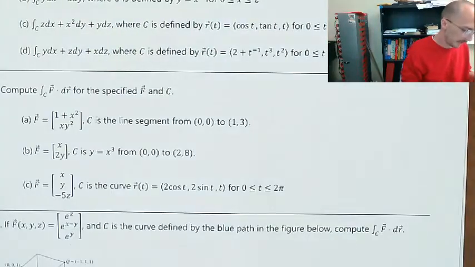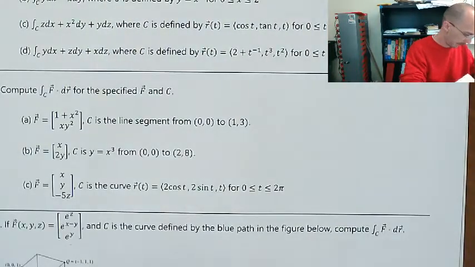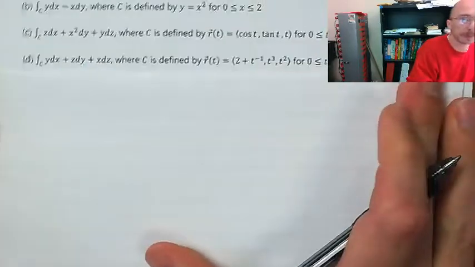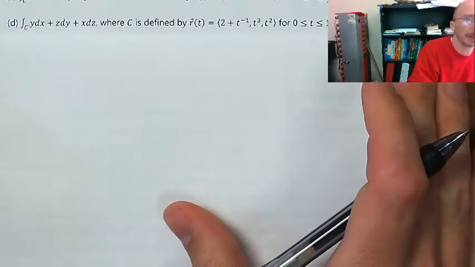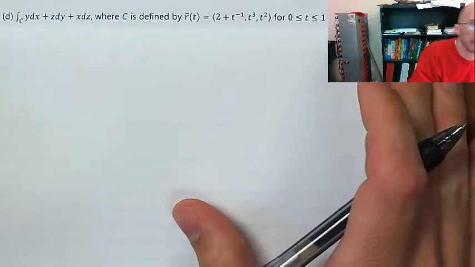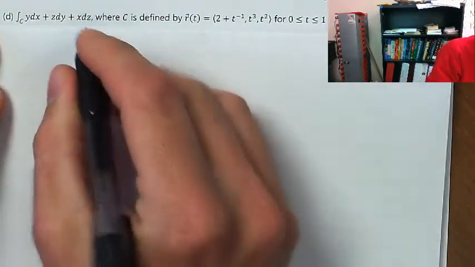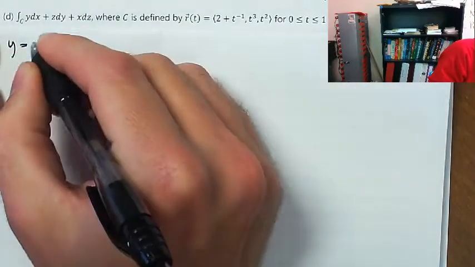Right, and then 1d, looks like it's more of the same. So they've got r of t defined for me. t is going to run from 0 to 1. So I just need to write down y and dx and z and dy and x and dz. Okay, so y equals t cubed.